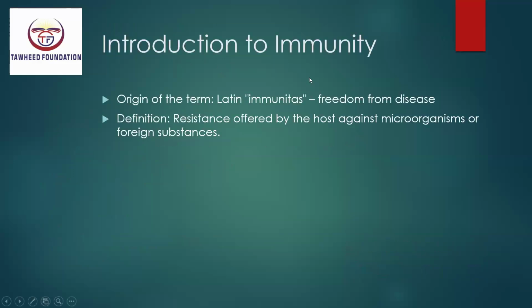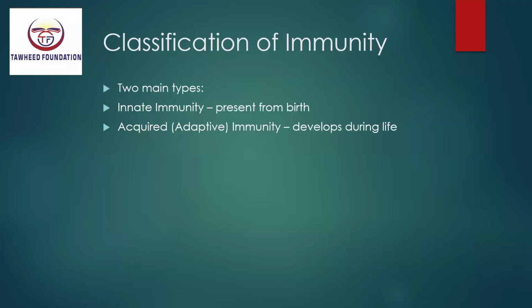So, introduction to immunity. The term immunity is derived from the Latin word immunitas, which means freedom from disease. It is defined as the resistance offered by the host against microorganisms or any foreign substances. Immunity can be broadly classified into two types. First is innate immunity. Second is acquired immunity. Innate immunity is present right from birth, while acquired or adaptive immunity is acquired during the course of life.